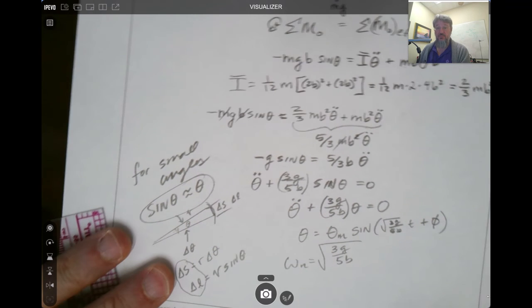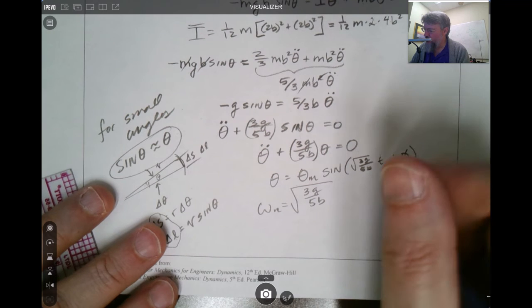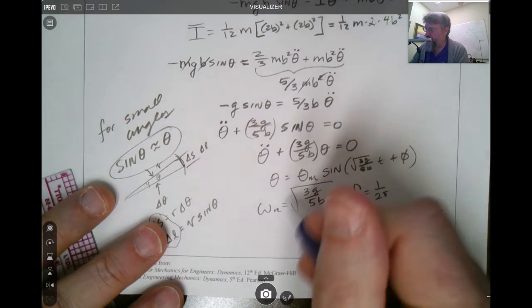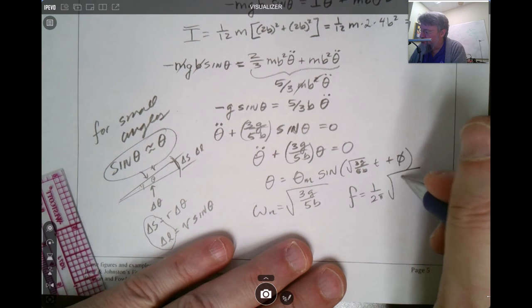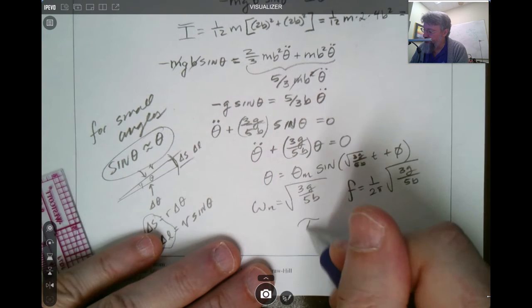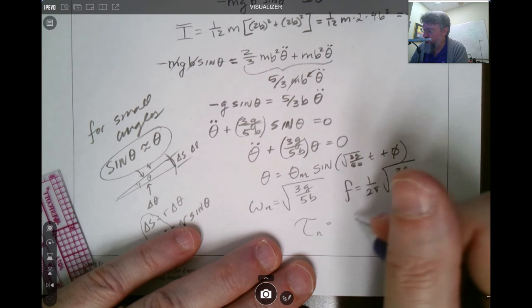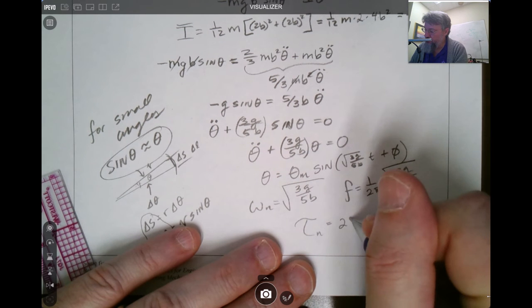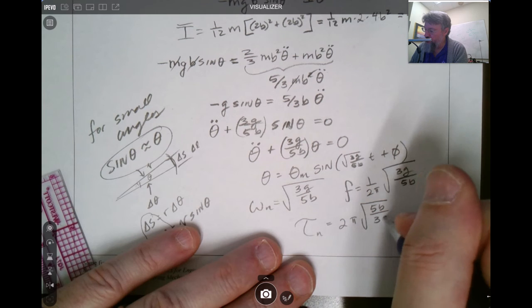If we wanted to get the frequency of this, so this is the circular frequency, but we generally want to have this frequency. And we know that the period, sometimes I use tau for that, the natural period is going to be 1 over this frequency right here. So that would be 2 pi square root of 5b over 3g.